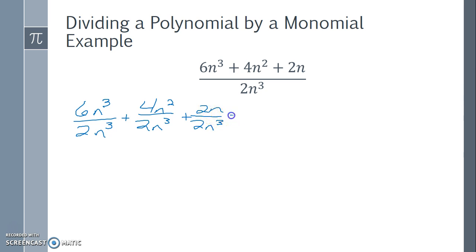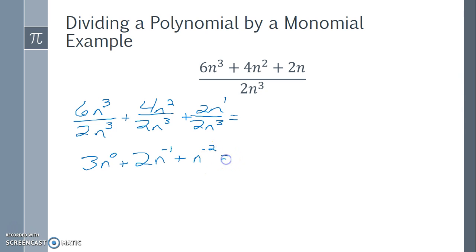Okay, so next I'm just going to do each one of these individual problems. So 6 divided by 2 is 3. Then n to the third divided by n to the third, subtract our exponents, and we get n to the 0. Okay, we'll come back and simplify these once we do all three. Okay, 4 divided by 2 is 2. n squared divided by n to the third, 2 minus 3 is negative 1, so we get n to the minus 1. And then 2 divided by 2 is 1, so I'm just going to leave that off. And then n to the first divided by n to the third, 1 minus 3 is negative 2, so we get n to the negative 2.